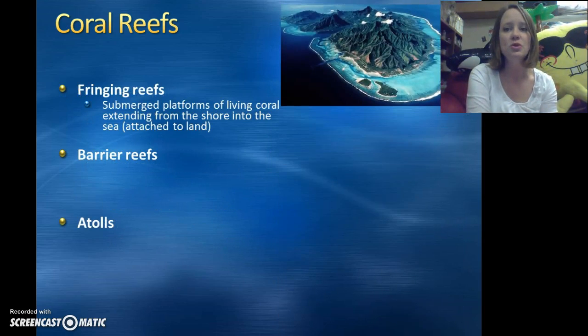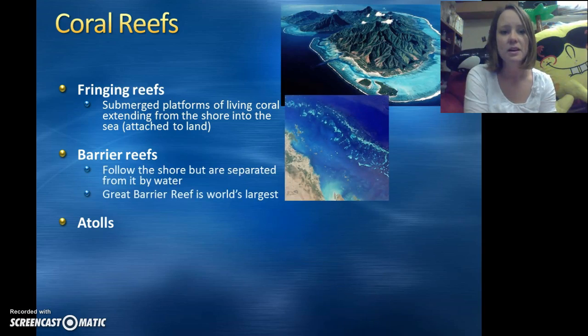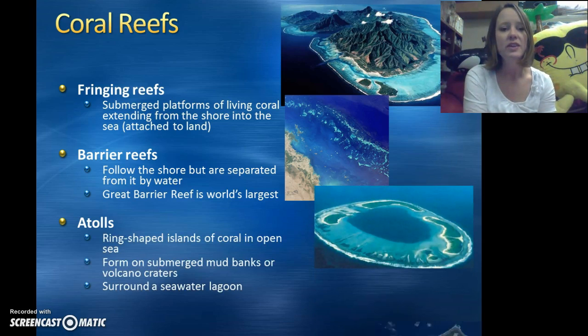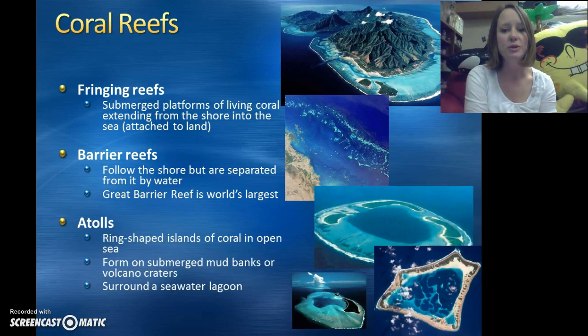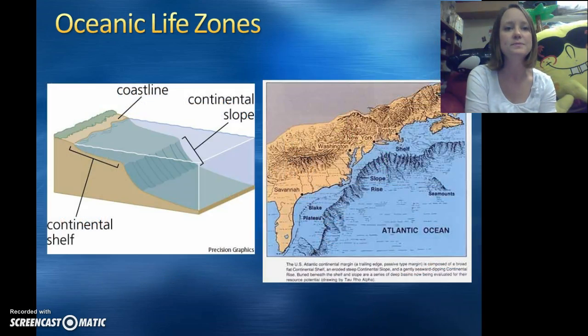There's three types of coral reefs. If it's attached to the land, extending from the shore, those are called fringing reefs. Barrier reefs are separated from the land, like the Great Barrier Reef along the coast of Australia. And then atolls are those that are found in the open ocean. They're what used to be volcanoes that have since gone extinct and have begun to erode. And you still have coral that's along the top of the seamount. The body of water in the middle of that is called a lagoon.